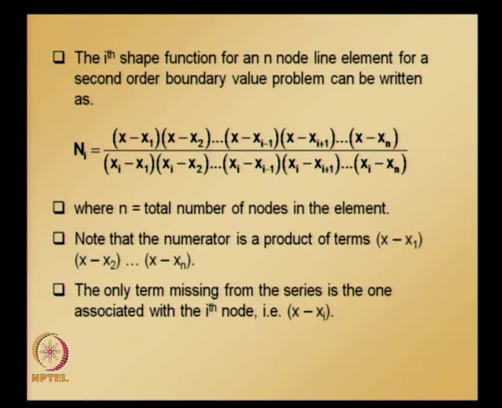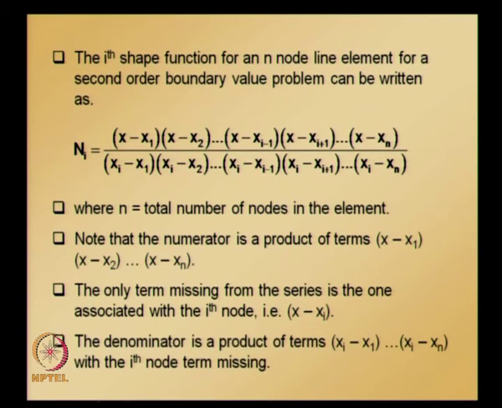And in the denominator is a product of terms, because we are writing the shape function for the ith node: xi minus x1, xi minus x2, dot dot, xi minus xn, where the term associated with the ith node, that is xi minus xi, is missing. So, using this Lagrange interpolation formula we can write shape functions for any order element.